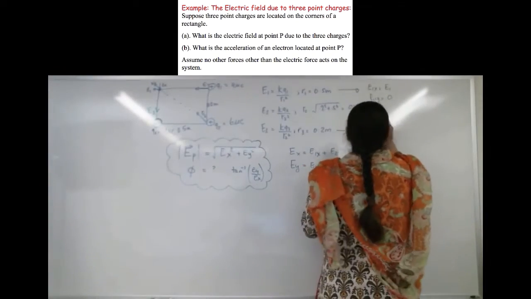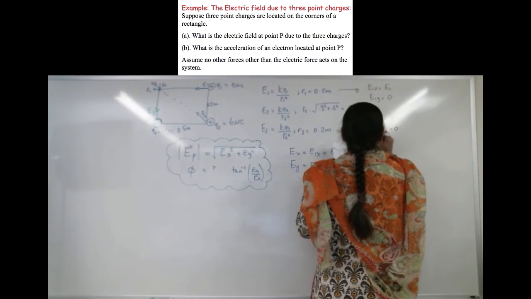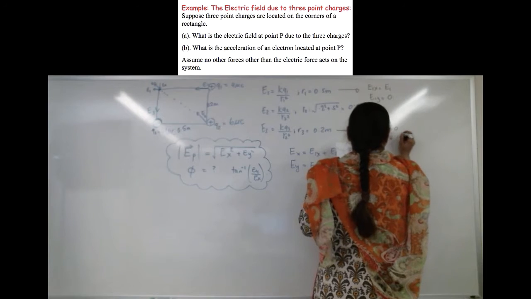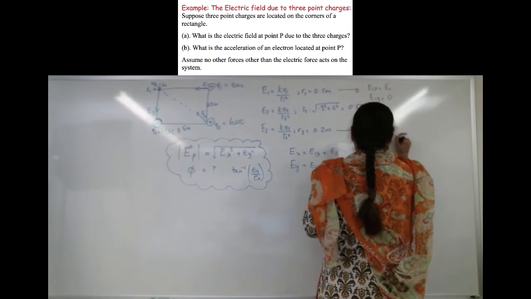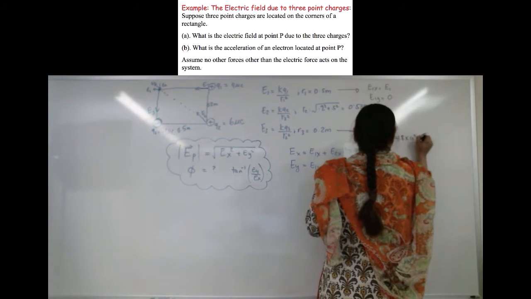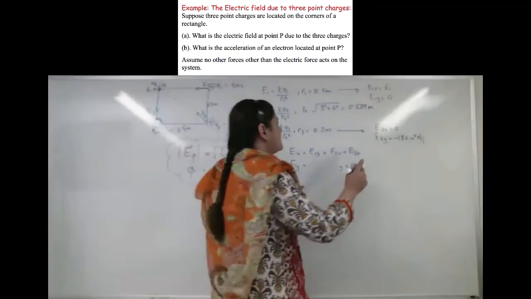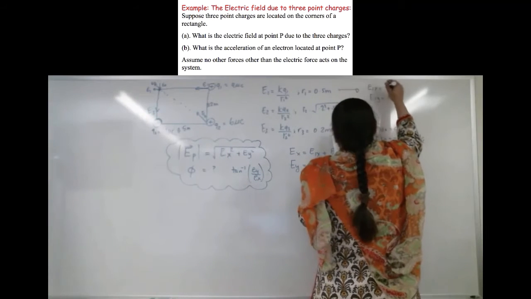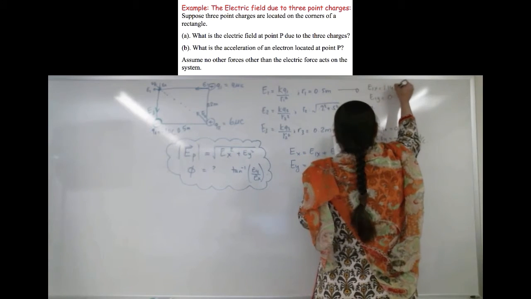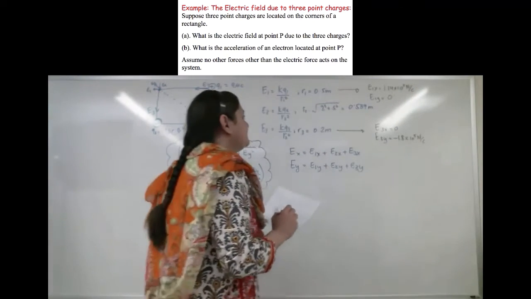So this will be E3x will be 0, and E3y will be, I think I calculated to be 1.8 times 10 to the 5 newtons per coulomb, but you can recalculate it. And this one, I get 1.14 times 10 to the 5 newtons per coulomb.